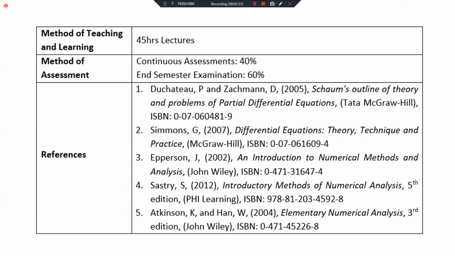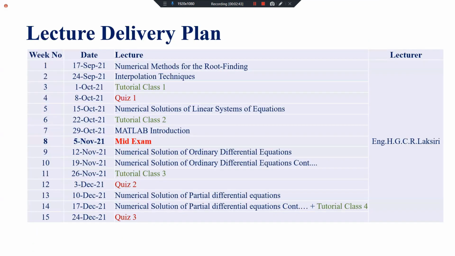You have 45 lecture hours. There are no practicals. Okay. Today I am doing a numerical method for root finding. Next week I will do interpolation techniques, and in the third week you have a tutorial class. In these 2 lecture series, I am not going to do many examples. In the third week, let's do some examples. Okay. I will only do 1 or 2 examples in the lecture series, and in the tutorial class we'll do some more. In the fourth week you have a quiz. Okay.